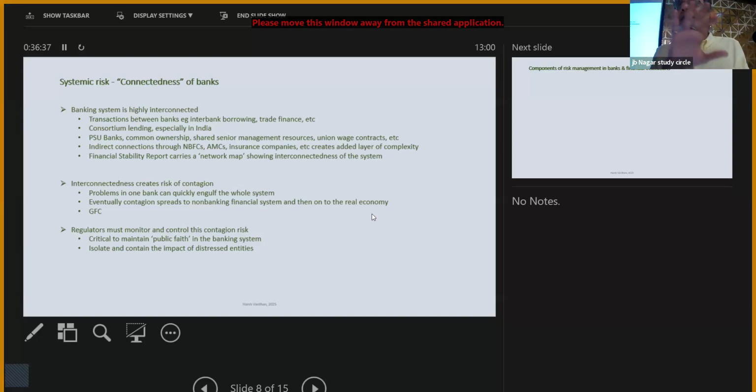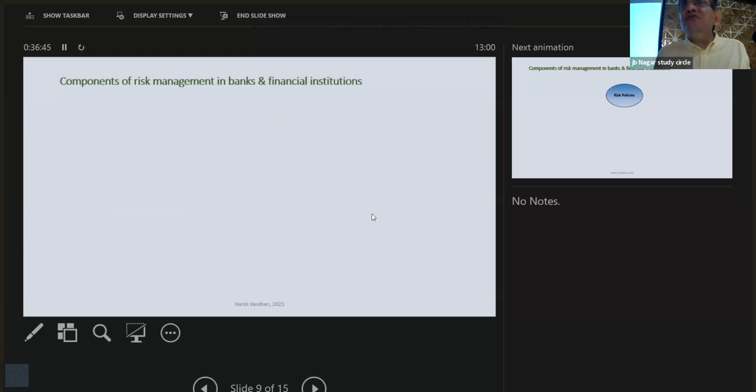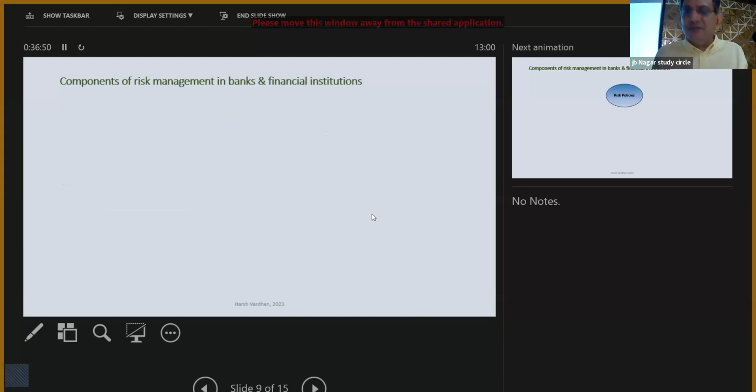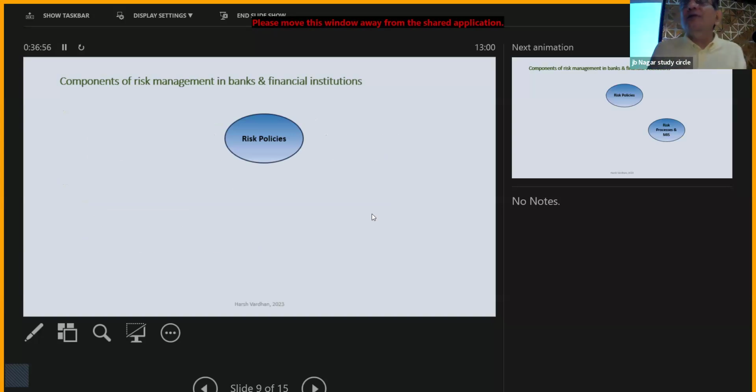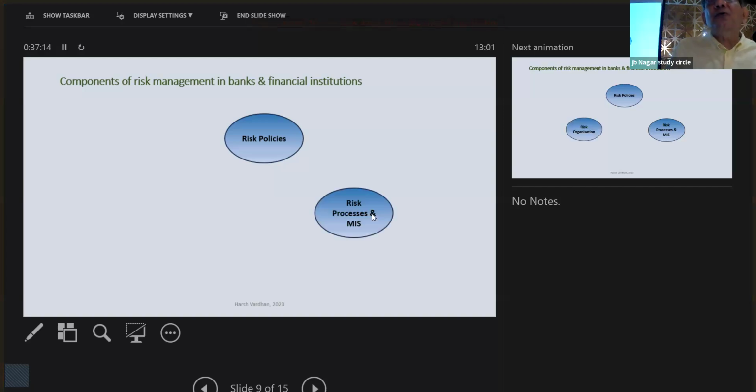So with that background, now I'll move to how risk management actually happens in a bank, right? There are 3 main elements in any financial institution in terms of how they manage risk. The first element is what is called risk policies. All well-run banks and NBFCs will have a set of risk policies. There are quite a number of them. There will be a credit risk policy, a market risk policy, an operational risk policy, an IT risk policy, an information security risk policy. A lot of them are very, very detailed, and they are typically approved at the level of the board. So that is the first component.